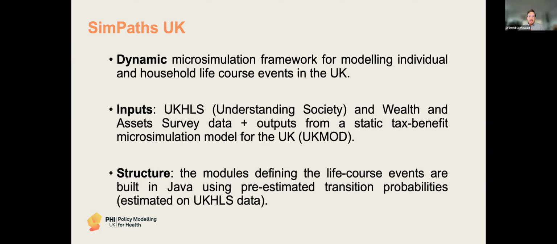To project this starting population over time, there are a number of interconnected modules that define the life course events and that are built in Java using pre-estimated transition probabilities that are also estimated on the UKHLS data.